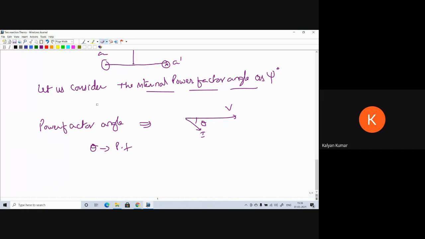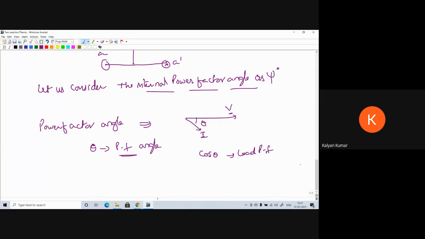Power factor angle. If you take the angle between V and I, where V is the terminal voltage, it gives the machine power factor or load power factor. Cos theta gives the load power factor.